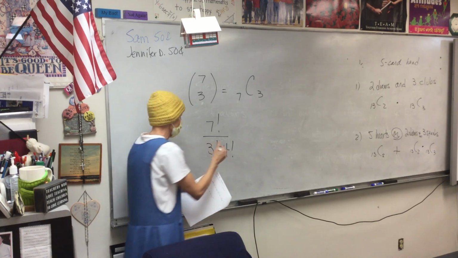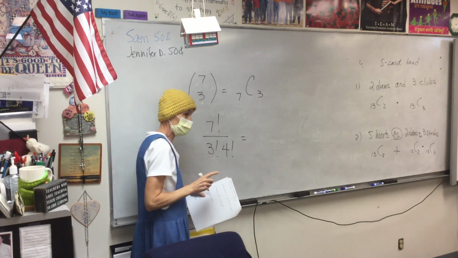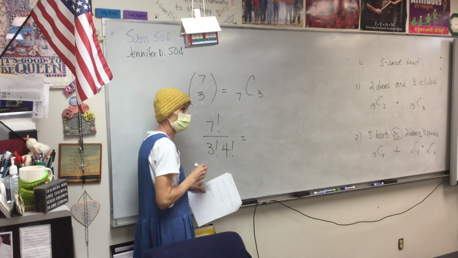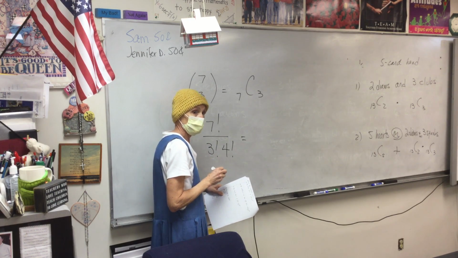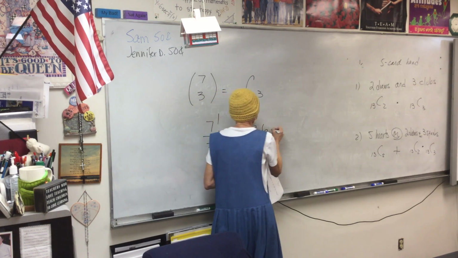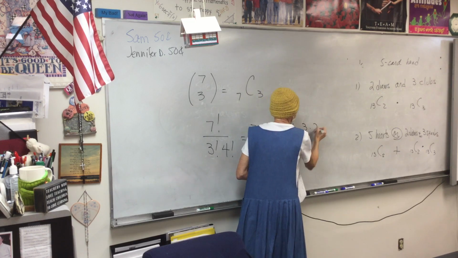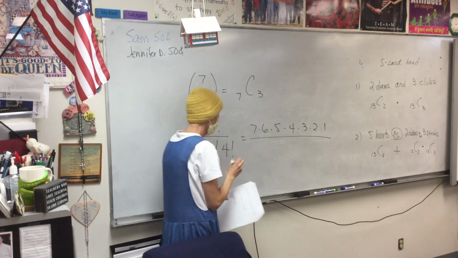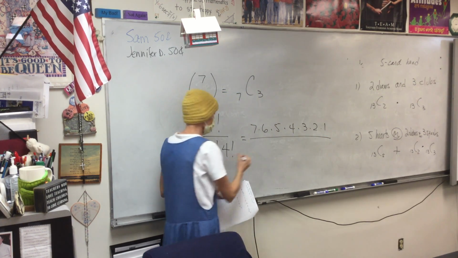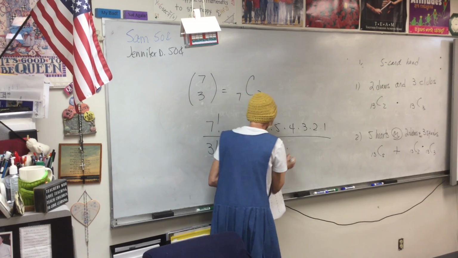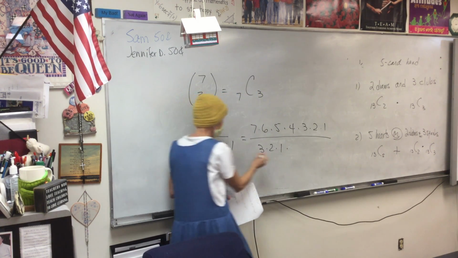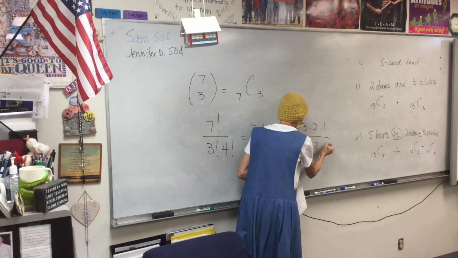Now it says evaluate by hand. Okay, now wait a minute. What does that mean? No calculator. What does 7 factorial mean? 7 times 6 times 5 times 4 times 3 times 2 times 1. What does 3 factorial mean? 3 times 2 times 1. And 4 factorial means 4 times 3 times 2 times 1.